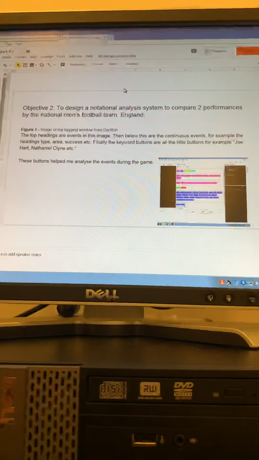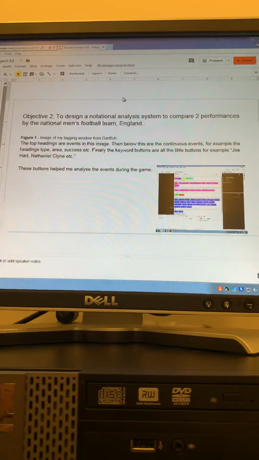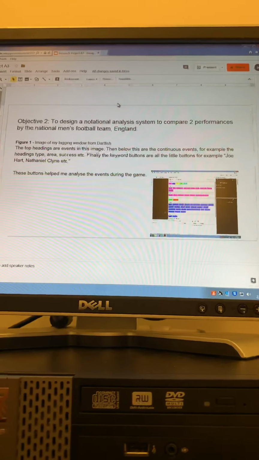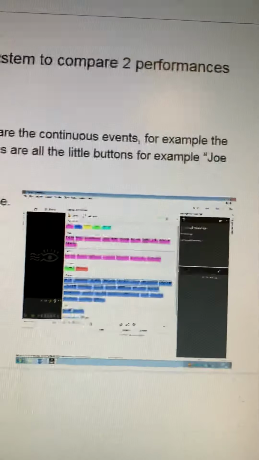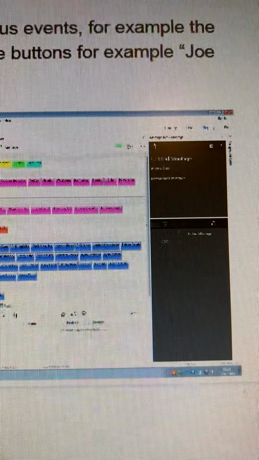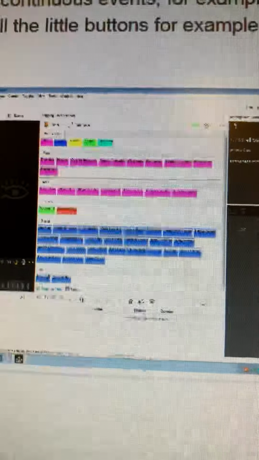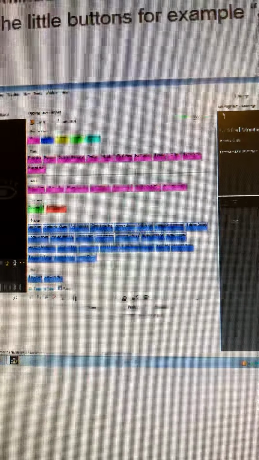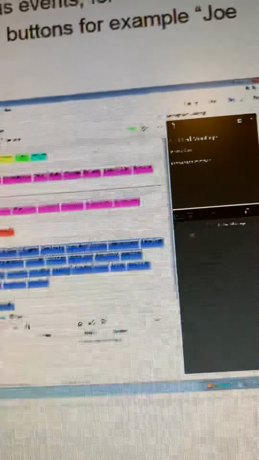My second objective was to design a notational analysis system to compare two performances by the national men's football team England. This figure 1 was an image of my tagging window from Dartfish. The top headings are events in this image, and then below this are the continuous events. For example, the headings: type, area, success, etc. And the keyword buttons are all the little buttons like the Joe Hart button, Nathaniel Klein, etc. These buttons help me analyse the events during the game.